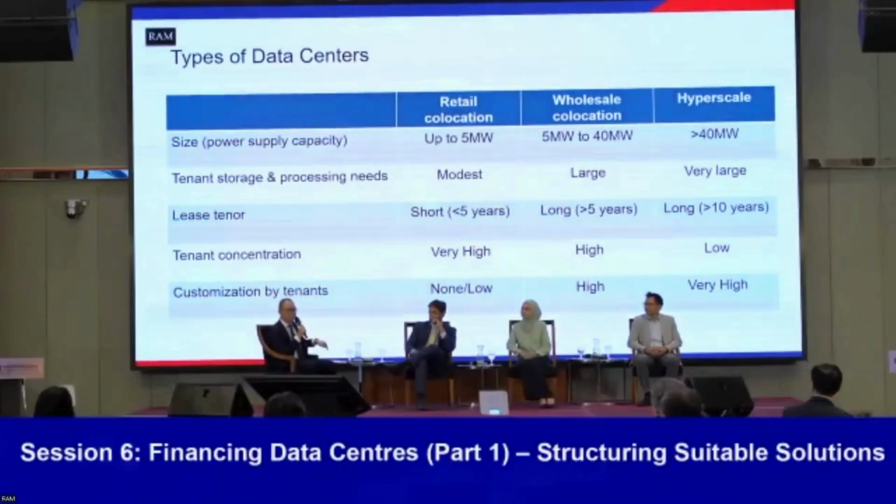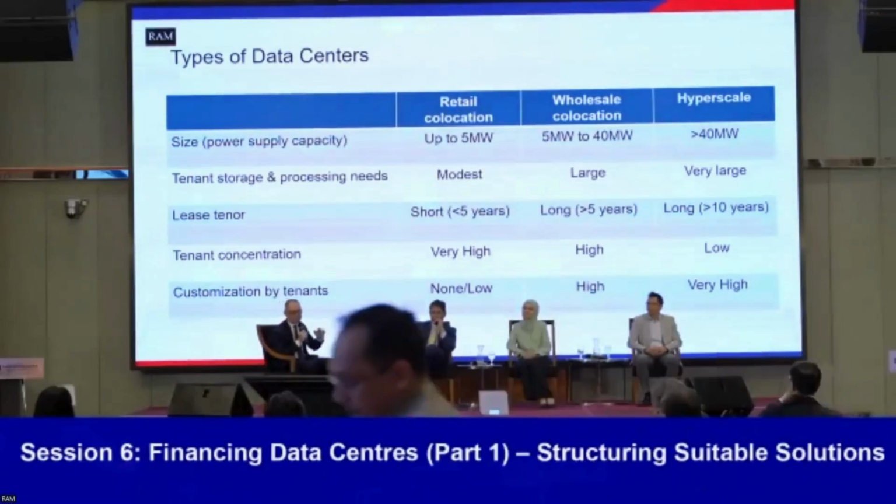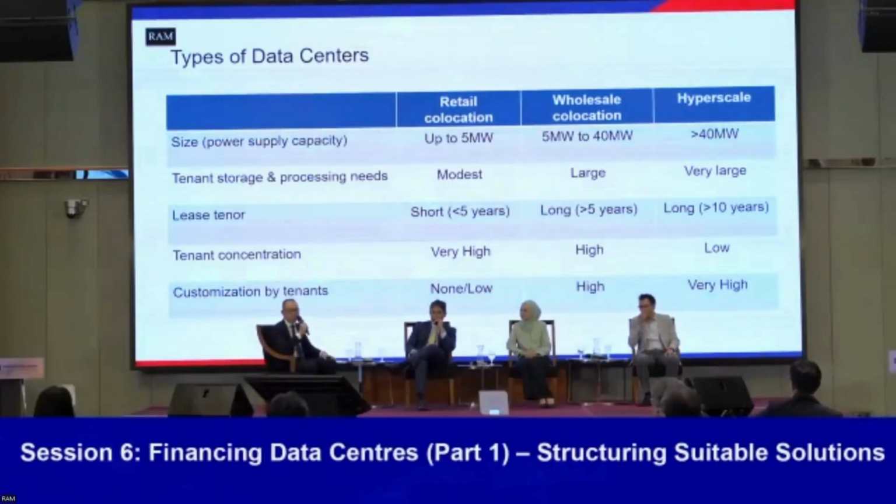Actually, RAM in their just released report has a more comprehensive table on page 2. You can refer to that. But this is my own cheat sheet just to differentiate these three types of data centers because we'll be speaking mainly about these three types. So basically, retail colocation, wholesale colocation, and hyperscale colocation. These are what I have summarized that differentiates the three types.